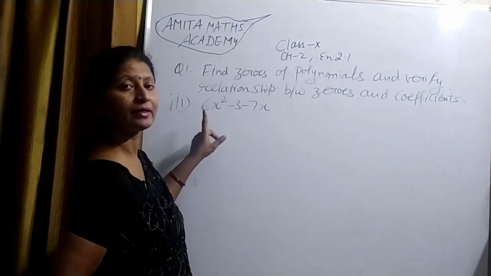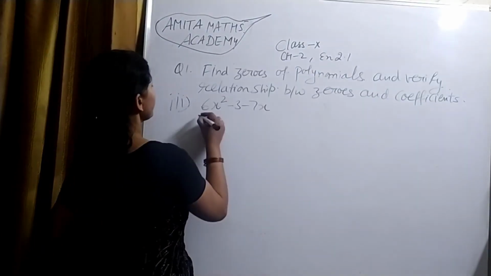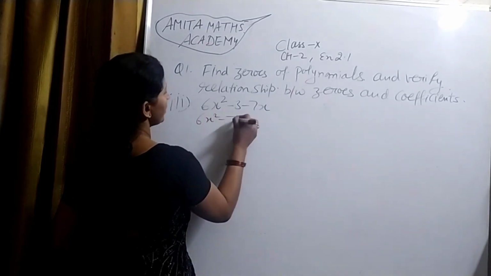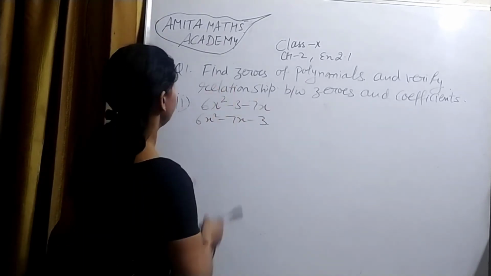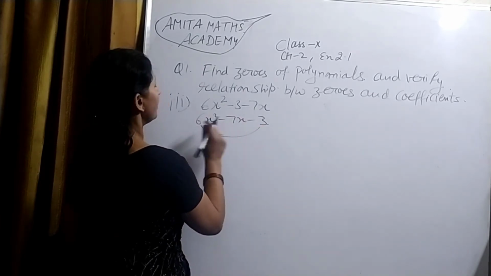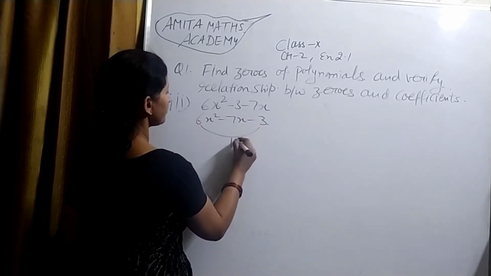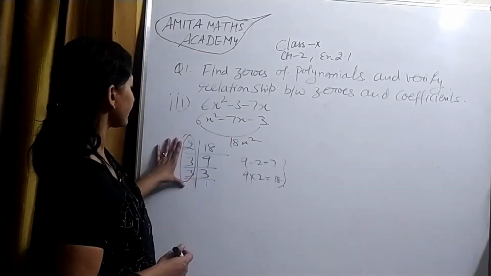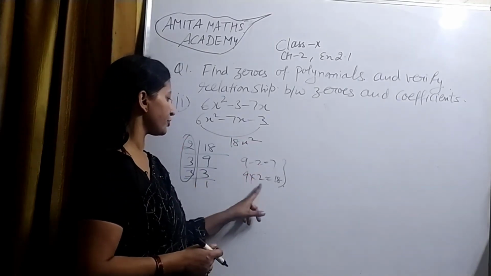You have to write it in standard form, and the standard form is power 2, then power 1, then without power. Now this is much more presentable. The first term multiplied with the third term will give you 18x square. The two numbers are 9 and minus 2, since 9 minus 2 is 7 and 9 into 2 is 18.